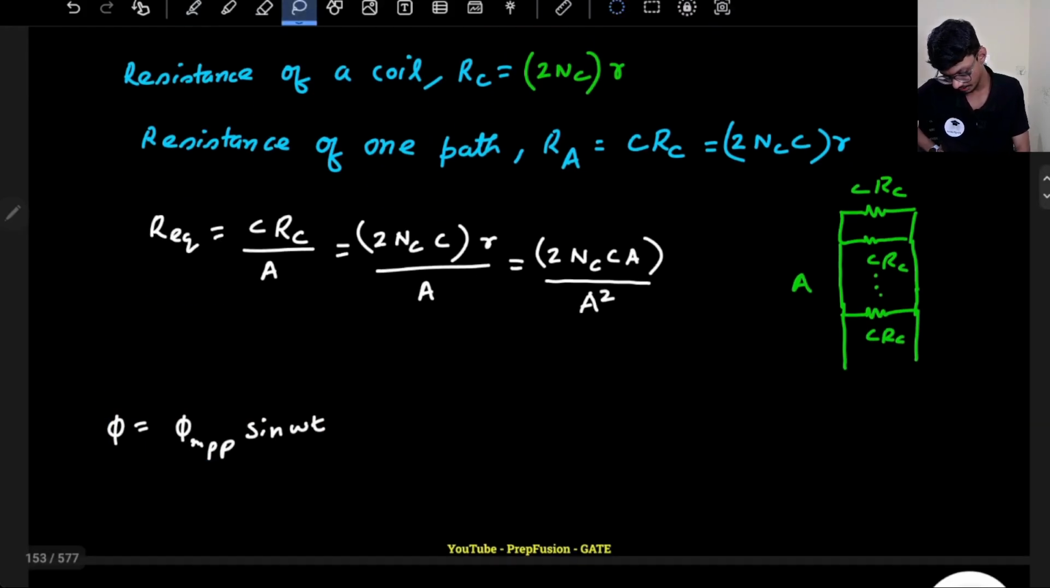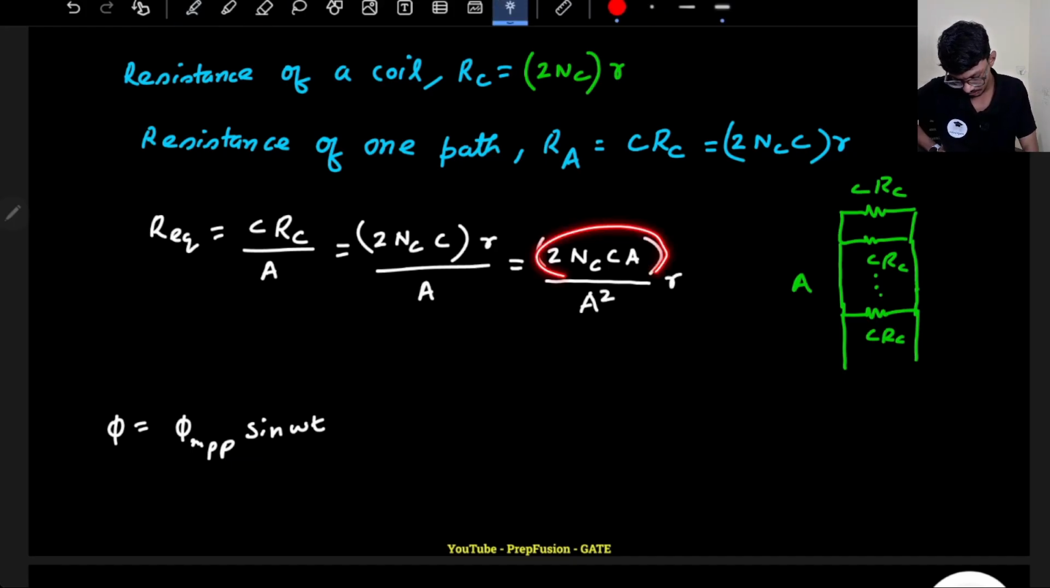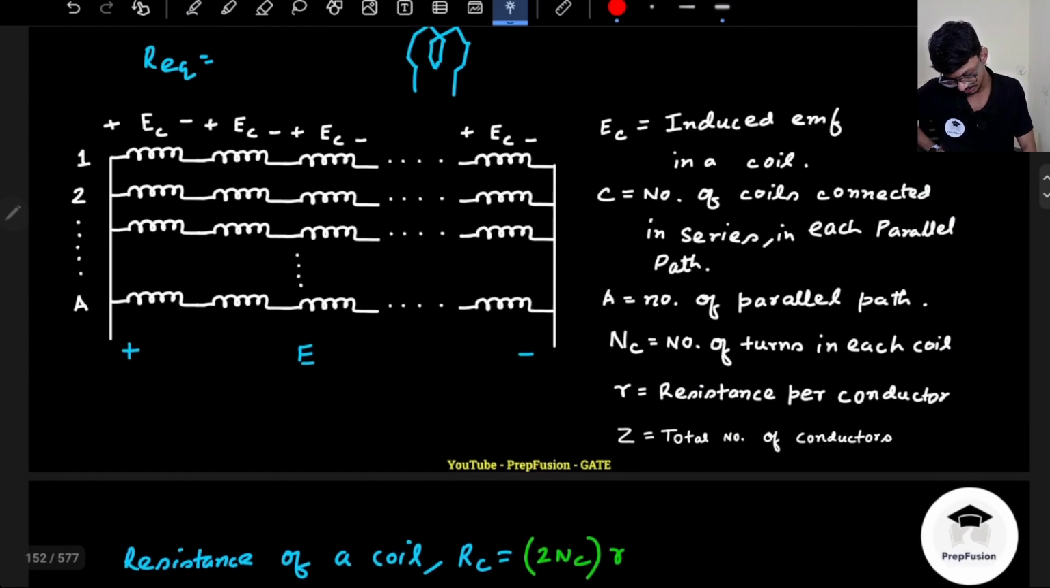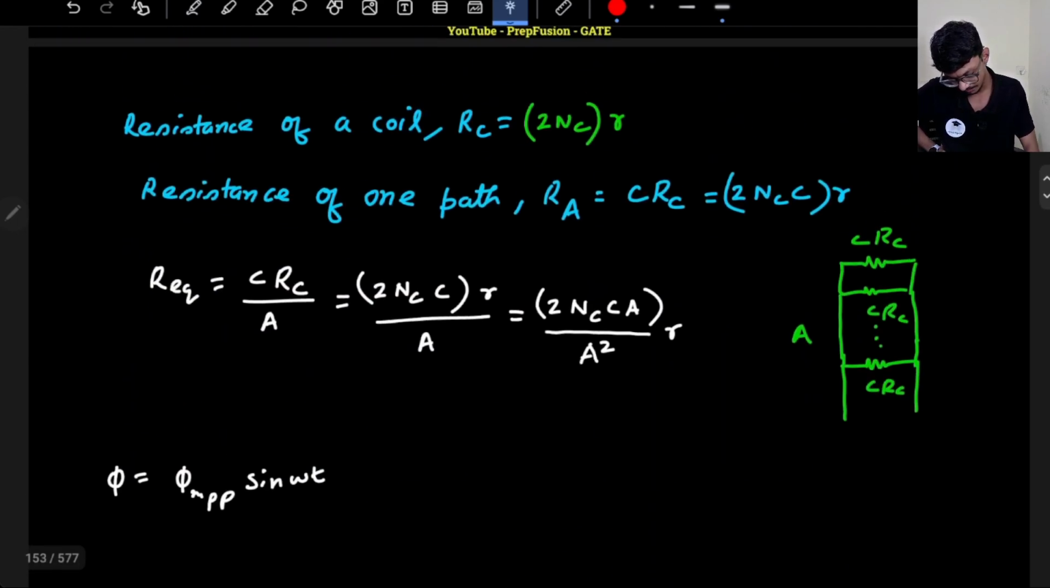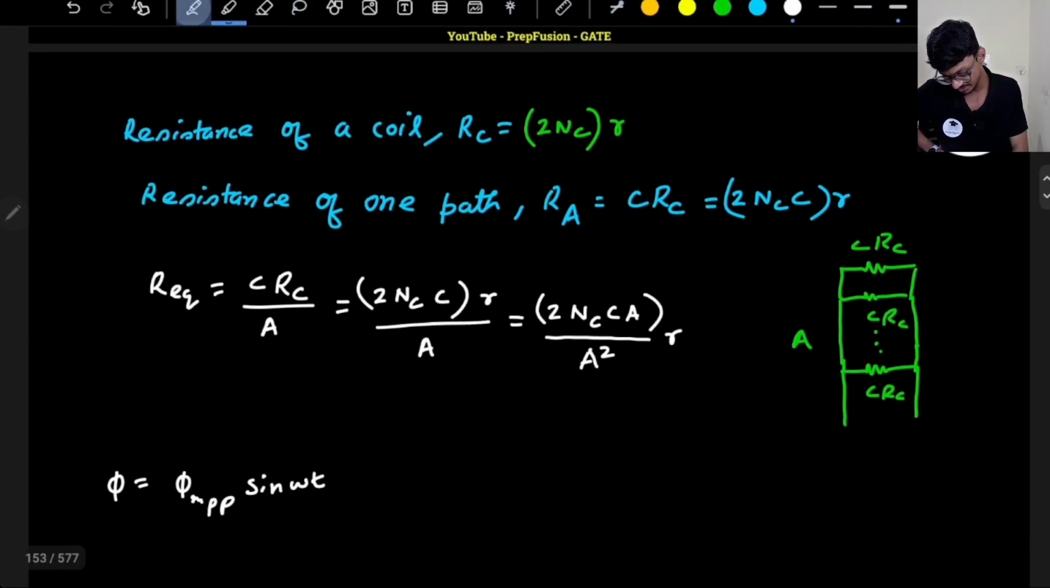So from here what I can say is that this value is what? This is Z, right? This value is Z simply, right? So I will just replace this with Z. So this is the expression for R equivalent.